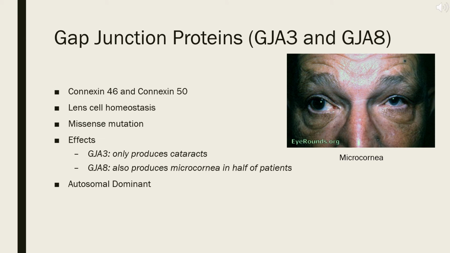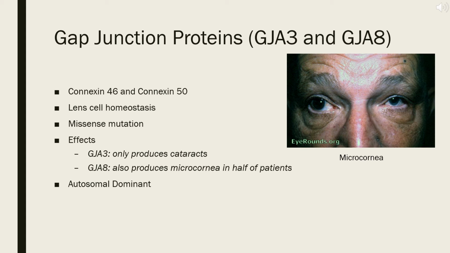So the mode of inheritance they have found to be both autosomal recessive and autosomal dominant. The two gap junction proteins that we're going to go over today are encoded by the genes GJA3 and GJA8. So GJA3 encodes for connexin 46, which is a gap junction protein, and GJA8 encodes for connexin 50. These are both responsible for lens cell homeostasis and can be characterized by a missense mutation, which would cause cataracts.